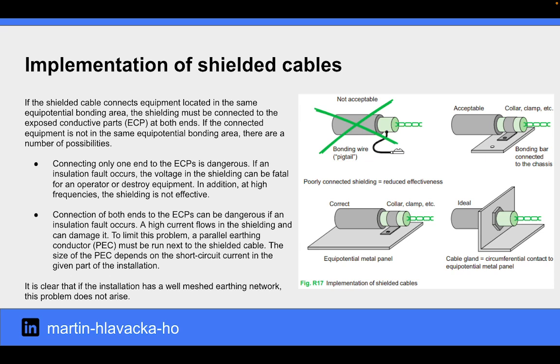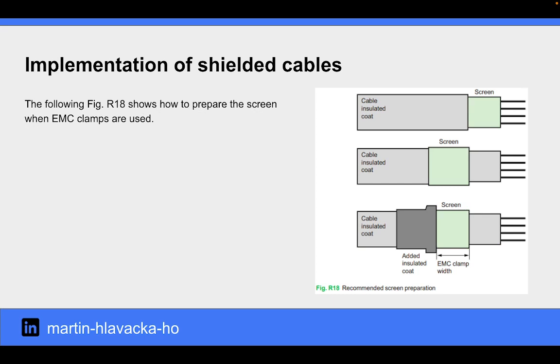Or connection of both ends to the ECPs can be dangerous if an insulation fault occurs. A high current flows in the shielding and can damage it. To limit this problem, a parallel earthing conductor must be run next to the shielded cable. The size of the parallel earthing conductor depends on the short circuit current in the given part of the installation. It is clear that if the installation has a well-meshed earthing network, this problem does not arise. The following figure R18 shows how to prepare the screen when the EMC clamps are used.